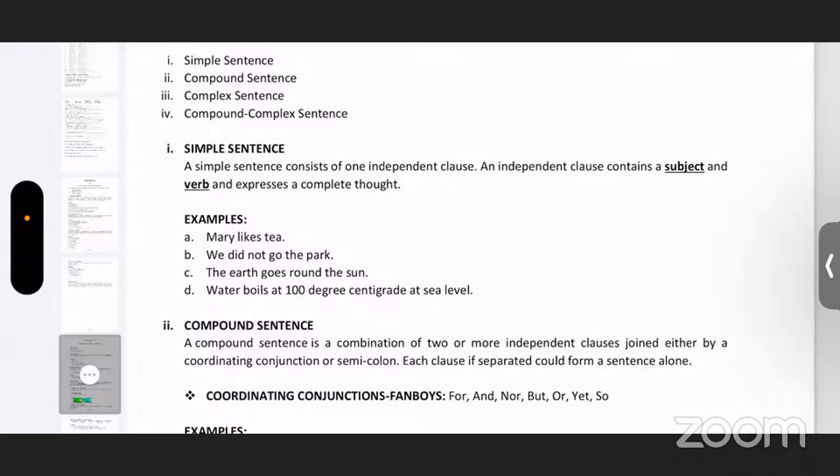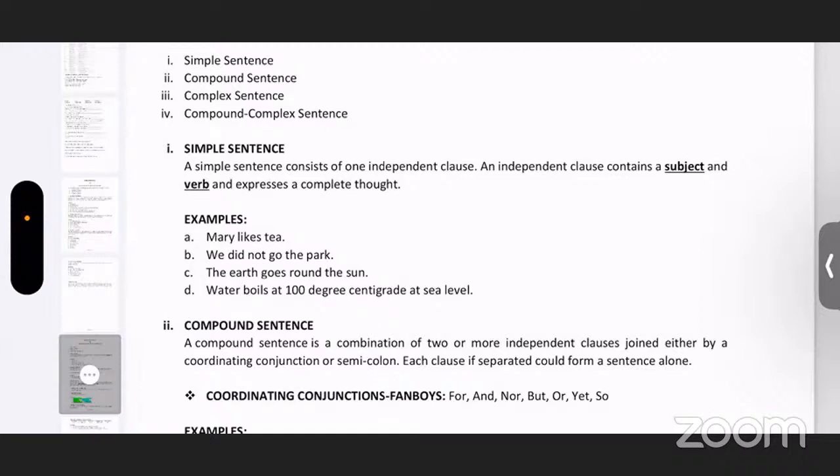So a simple sentence consists of one independent clause. So what is a clause? A clause is subject and predicate. If there is a combination of a subject and a predicate, it is a clause. Whenever there is a simple sentence, it will have only one independent clause. There would be one subject, and it can be more than one subject, but one predicate. There would be one verb, and it expresses a complete thought. An independent clause contains a subject or a number of subjects, but one predicate. Always remember that. Mary likes tea.